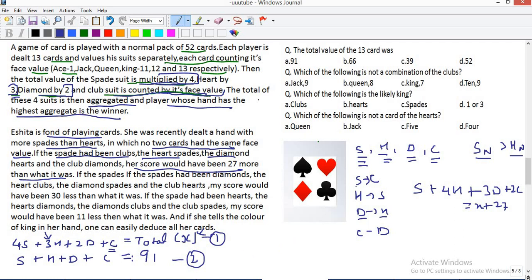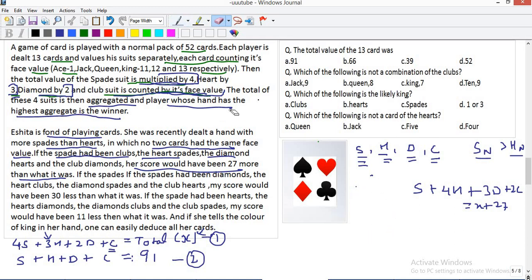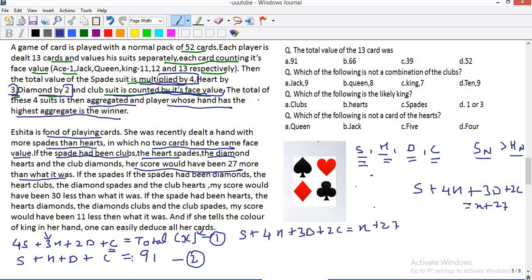मैं इसको यहाँ clearly लिख देता हूँ. I'll just erase a few things. I'll erase this. And now I can say that I have got one more equation, that is S plus 4H plus 3D plus 2C is equal to nothing but X plus 27. Now further, if the spades, oh it has come twice, I'll just cut this out.